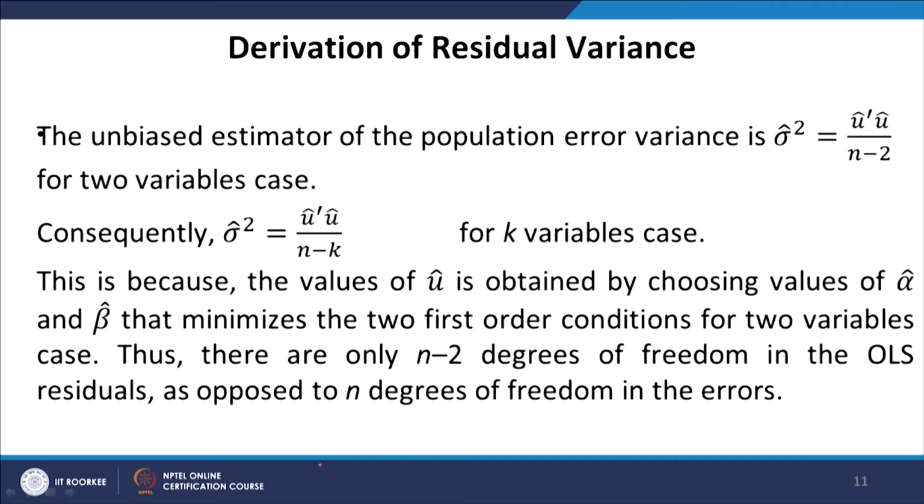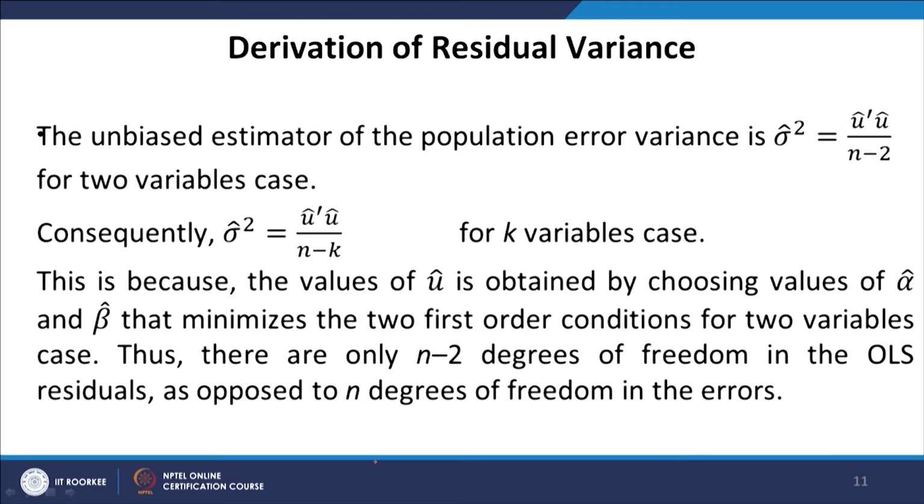This is because the value of u hat is obtained by choosing values of alpha hat and beta hat that minimize the sum of squared residuals, subject to the two first order conditions for the 2 variables case. In case we have k plus 1 variables, there will be k plus 1 first order conditions. Thus, there are only n minus 2 degrees of freedom in the OLS residuals as opposed to n degrees of freedom in the errors. So, when we talk about degrees of freedom, what does it actually imply?